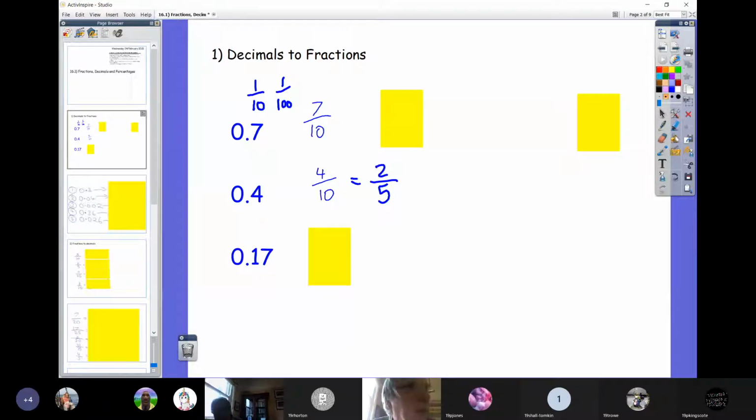And then when you get something like 0.17, you have to think of that as 1 being in the tenths column, 7 being in the hundredths column, and then think of that 1 sort of barging its way over. So you've then got 17 in the hundredths column. So that becomes 17/100, which can't be simplified. So decimals to fractions, hopefully you'll be fine with those.